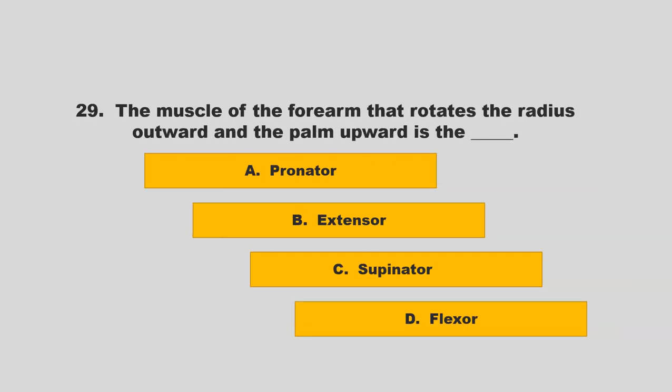The muscle on the forearm that rotates the radius outward and the palm upward is the pronator, extensor, supinator, flexor. If you chose C, supinator, you are correct.